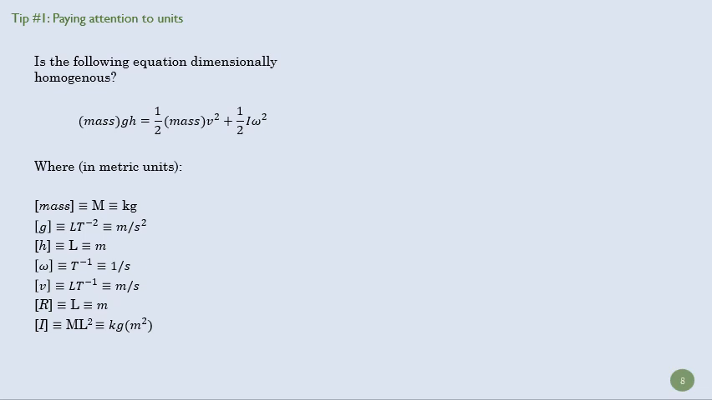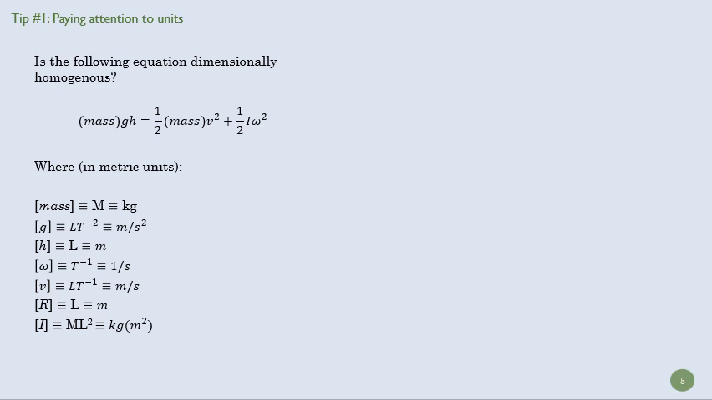Say that we went through a long algebraic equation and we ended up with a nasty looking equation like this one: mass times g times h equals half times mass times v squared. Looking at this, you can't really tell whether that's dimensionally homogeneous, so we have to do a little bit of work to figure that out.